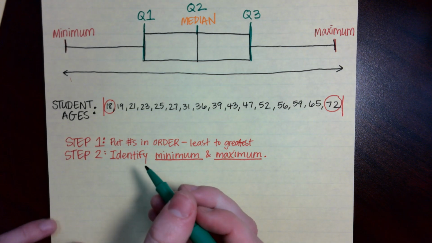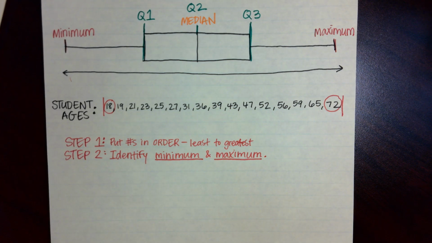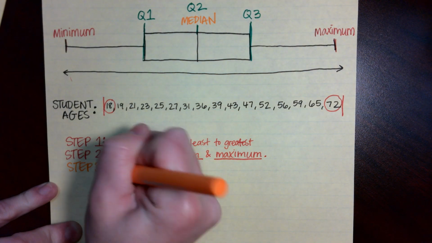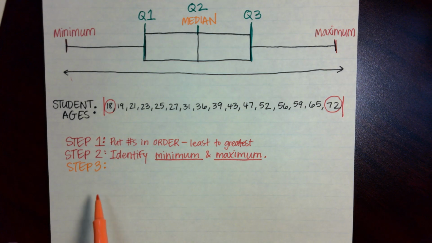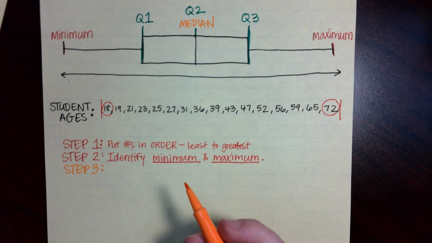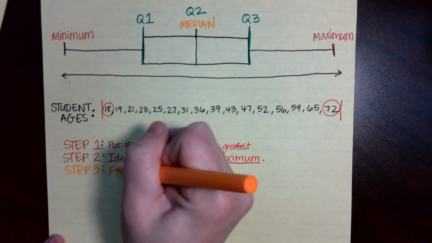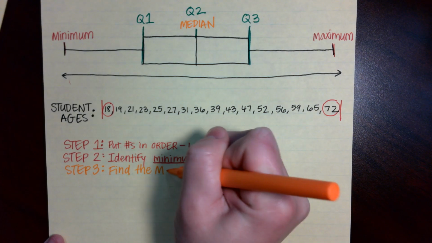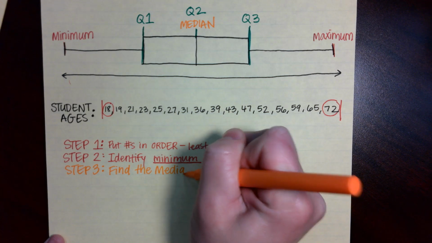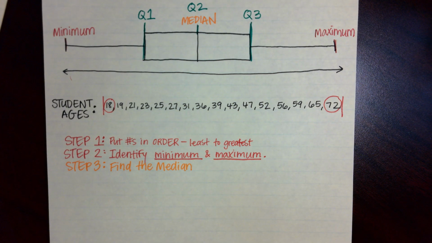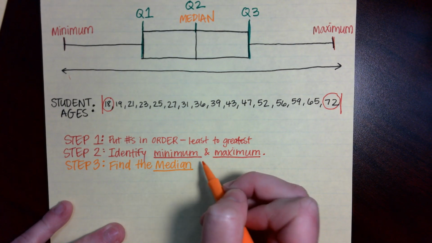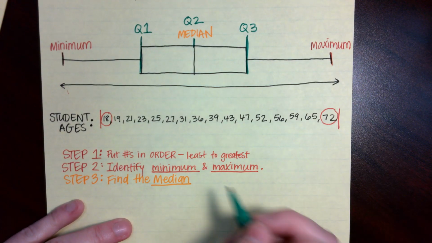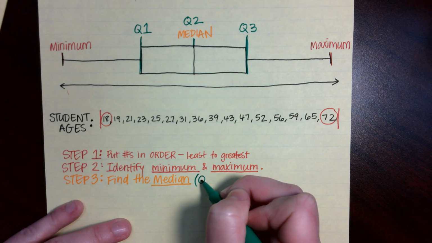Step 3, I'm going to write this one in orange. What we want to do for step 3 is to find the median. And that's not as scary as it sounds. Doesn't even involve much math, actually. And your median is Q2, right up here, your second quartile. So let me show you how we do that.